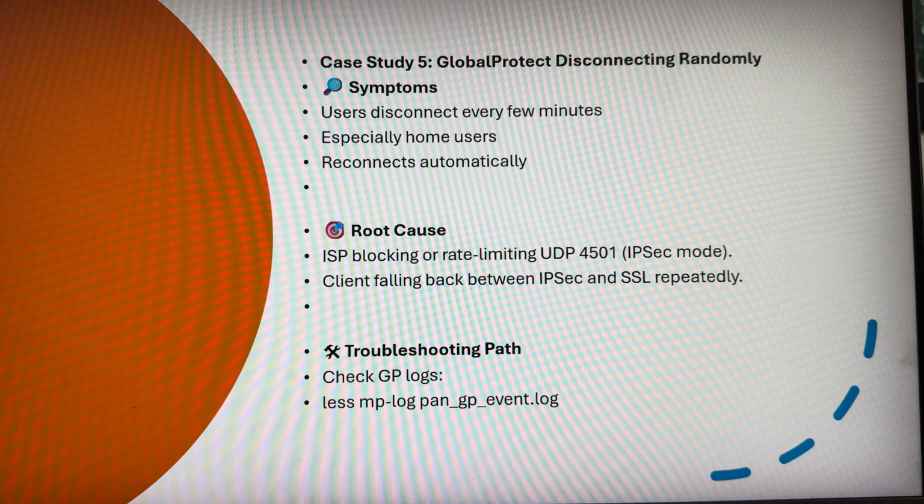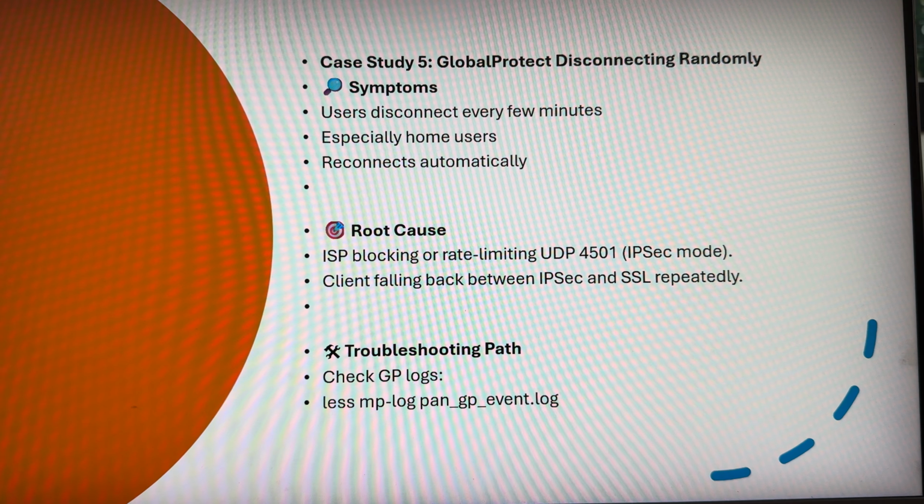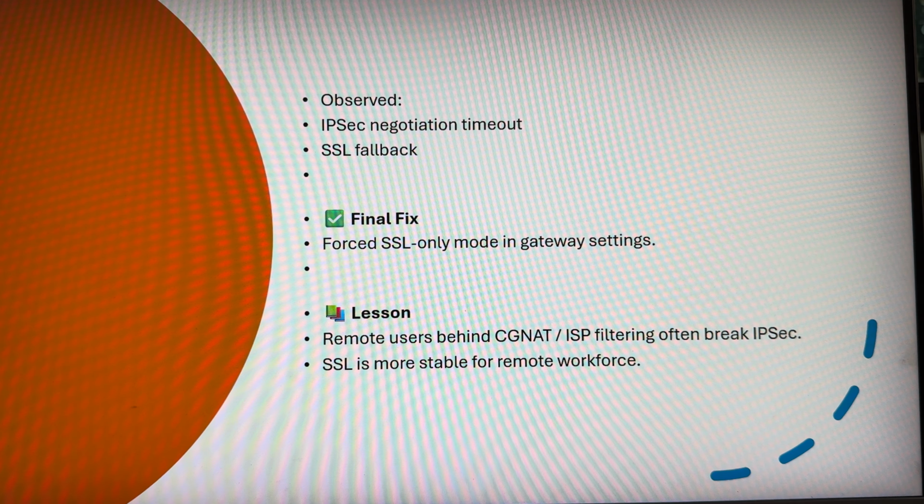Troubleshooting path: check the GP logs with less mp-log pan_gp_event.log. Observed IPsec negotiation timeout and SSL fallback. Final fix: forced SSL-only mode in the gateway settings. Lesson: remote users behind CGNAT or ISP filtering often break IPsec. SSL is more stable for the remote workforce.